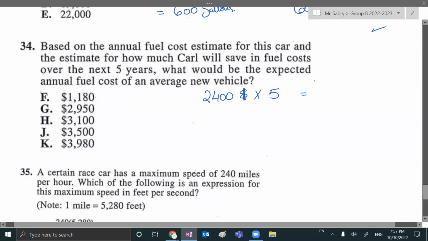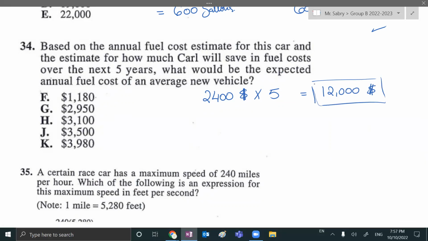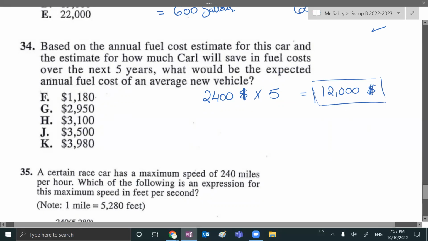I'll know first what's the amount of money that I'll pay over the course of 5 years. I'll pay a total of $12,000. Now they said that this $12,000 have saved me already during the 5 years $3,500. So I should add to the 12,000 the amount that I've saved, the 3,500. That would get me the 15,500. That's the cost of running this new vehicle for 5 years.